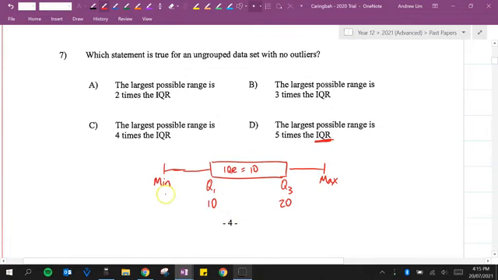So what would the min be? The min has to be quartile 1 minus 1.5 times the interquartile range of 10. Well, quartile 1 is 10, so we get 10 minus 15, which is minus 5. So that's minus 5 here. And the max has to be quartile 3, which is 20, plus 1.5 times the interquartile range. 20 plus 15 is 35. So that's 35 here.